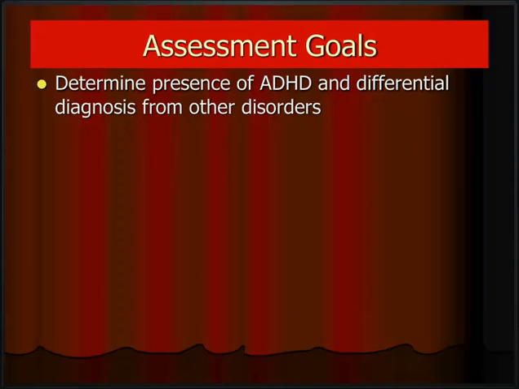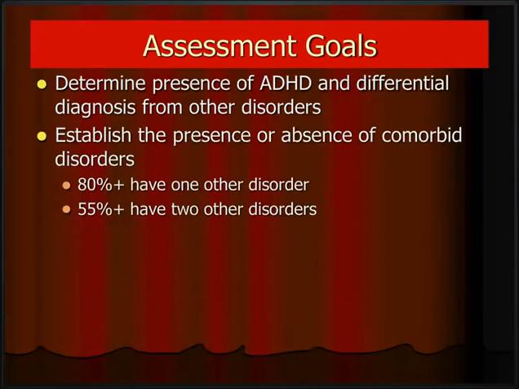A second purpose of the evaluation is to establish whether or not there are any comorbid disorders that may coexist with the child or adolescent's ADHD. We know that more than 80% of individuals with ADHD are likely to have another disorder, and more than half of them are likely to have two disorders. And so it isn't just an issue of differentiating ADHD from another disorder, but determining the number of disorders that may be present in a given clinical case.